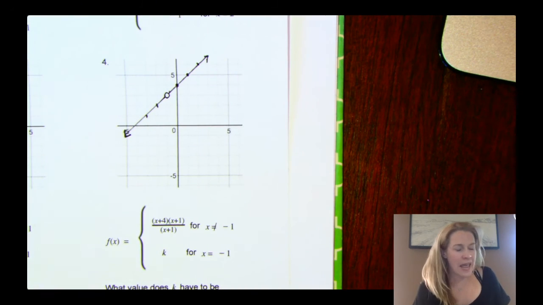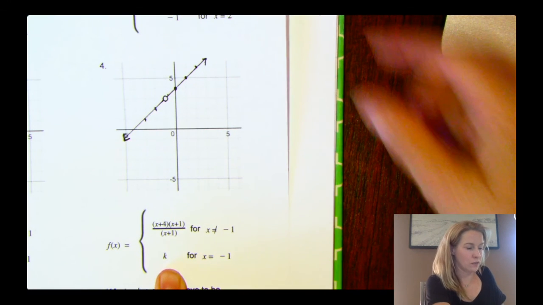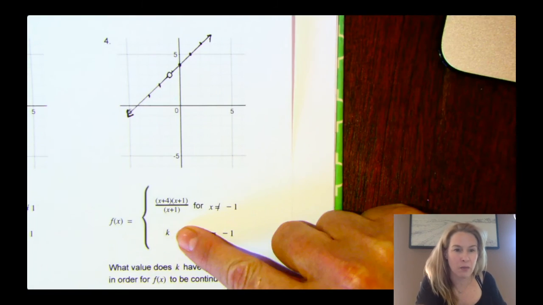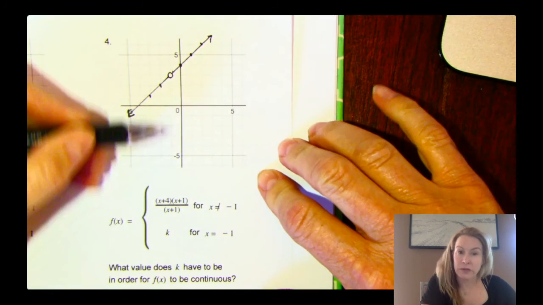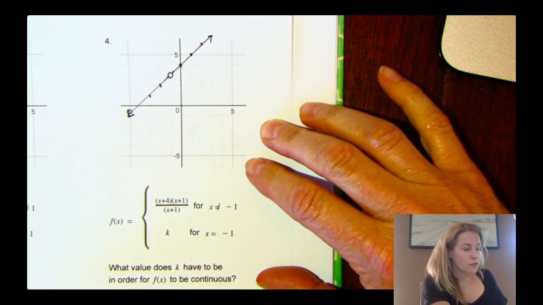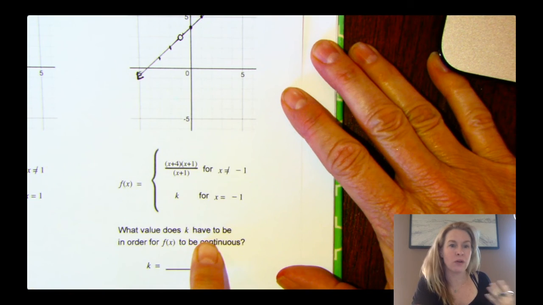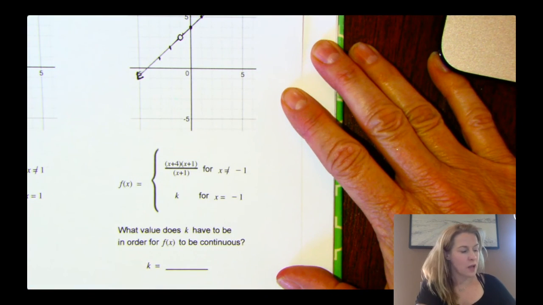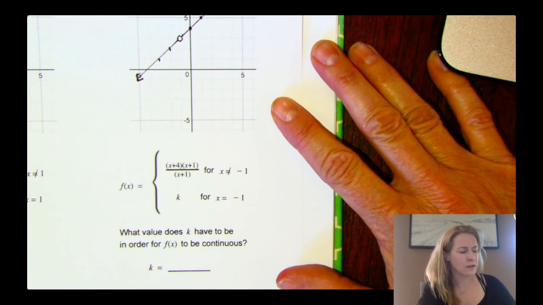And then it says k. F of x is equal to some constant k when x is equal to -1. Well, k could be any number in the world. K could be -5, k could be 107, k could be pi, k could be anything. So now the question here says, what value does k have to be in order for f of x to be continuous? Believe it or not, this is a pretty common question that you'll see in calculus.